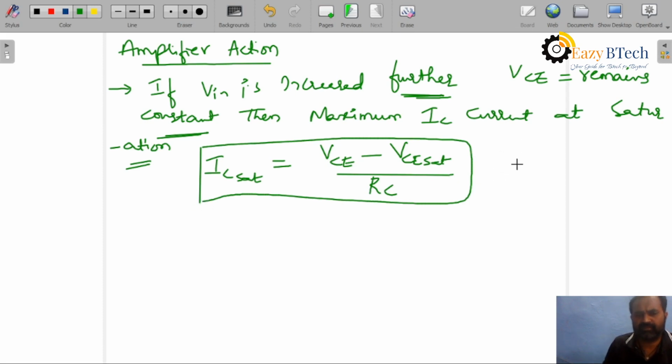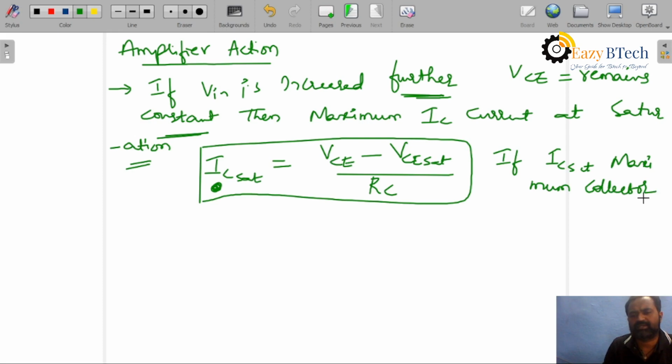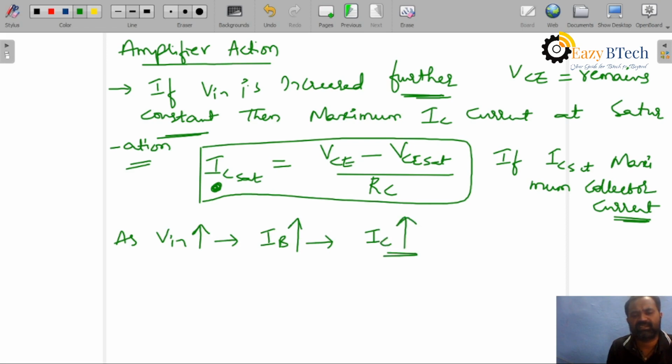Because you can see the equations, you can clearly see there is a maximum IC saturation current equal to (VCC minus VCE sat) by RC. That is, IC sat is the maximum collector current. As we know that V in increases, definitely IB increases. As IB increases, definitely IC increases. Now what you can say from this equation, IC is equal to beta IB.